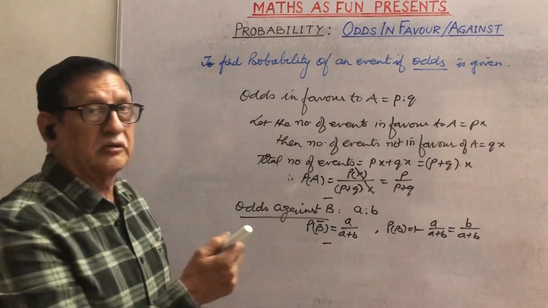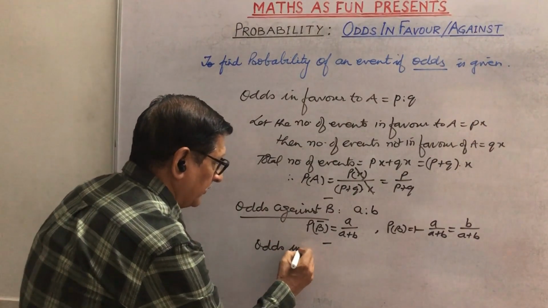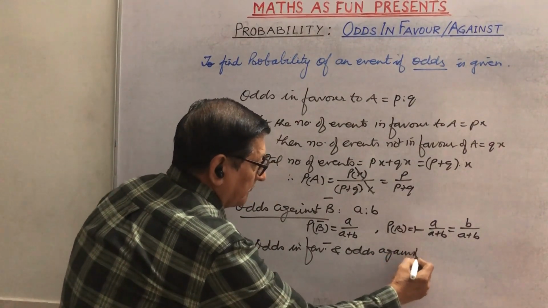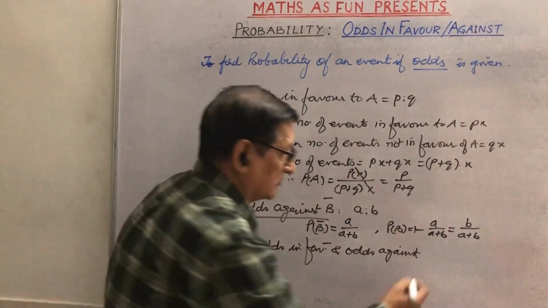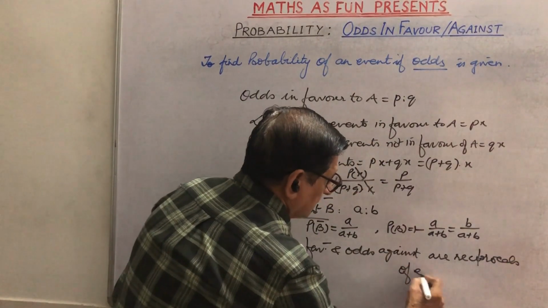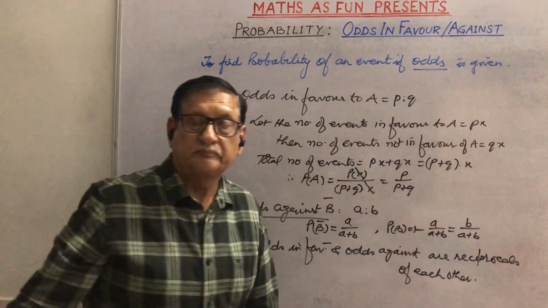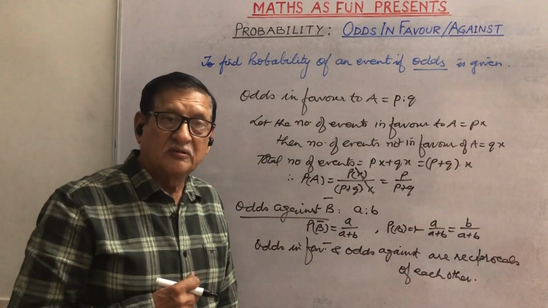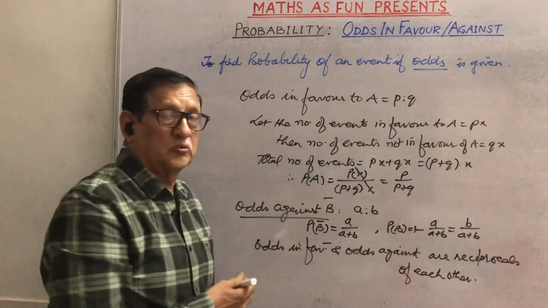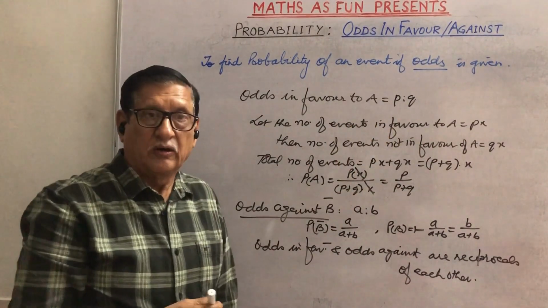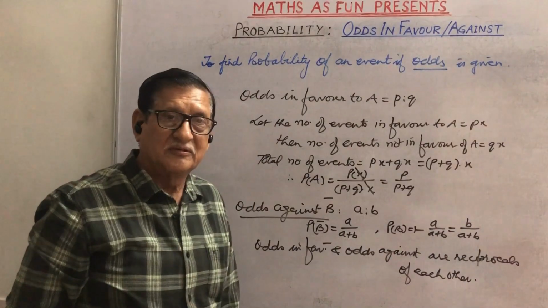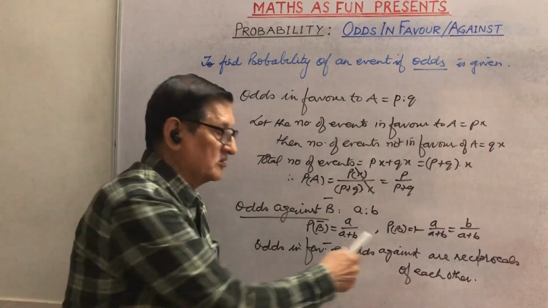One more thing we are finding here, that odds in favor and odds against are reciprocals of each other. Do we find it or not? Because in case we find the probability of A here, that is P upon P plus Q, given by odds in favor, the odds against will be Q is to P. And if we multiply them, that will give us 1. So they are reciprocals of each other.